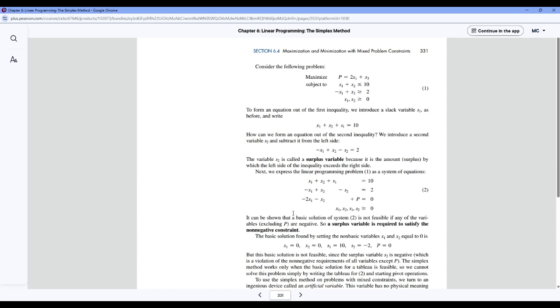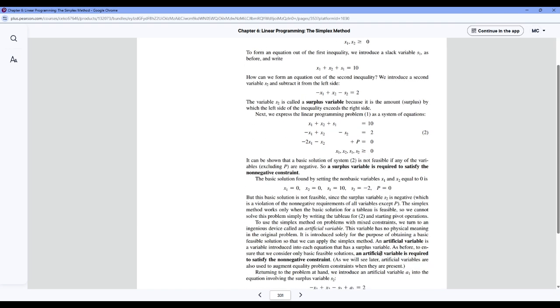Okay, so it can be shown that the basic solution of system 2 is not feasible, since one of the variables excluding p is negative. So a surplus variable is required to satisfy the non-negative constraint. The basic solution found by setting the non-basic variables x1, x2 equal to 0 is x1 equals 0, x2 equals 0, s1 equals 10, s2 equals negative 2, and P is equal to 0.